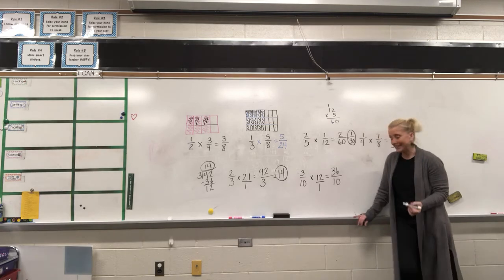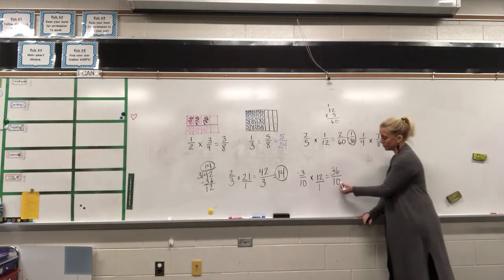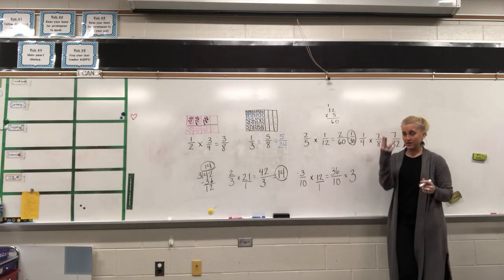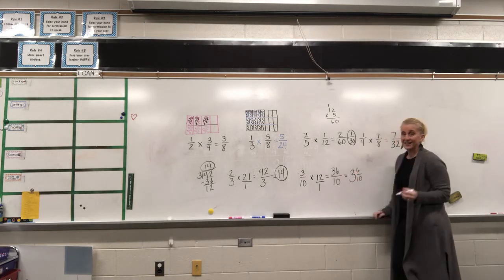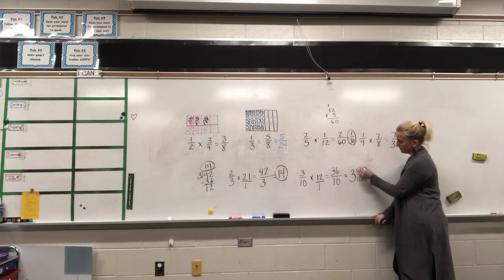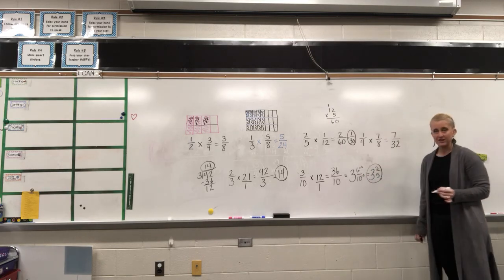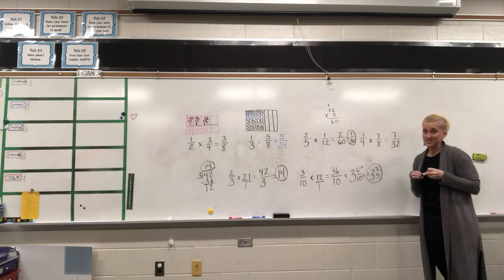And then again, we can't leave that because that's improper. Our big number's on top and we don't want that. So 10 fits into 36 3 times because 10, 20, 30. And then I would have 6 tenths left over. And then I hope somebody's out there saying, eek, we've got to simplify that. Okay, so I can divide both of those by 2. And I would get 6 divided by 2 is 3, and 10 divided by 2 is 5. So 3 3/5 would be my answer. Okay, so let's click the next video and try some of these on your own.